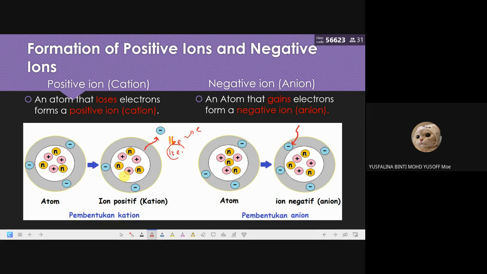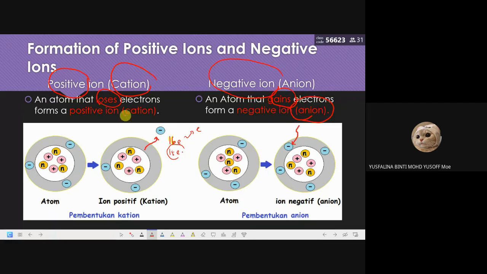So what you have to remember here is that for losing an electron, we produce the positive ion, which we call a cation. For the atom that gains an electron, we produce the negative ion, and we form the anion here. So this one you have to know.